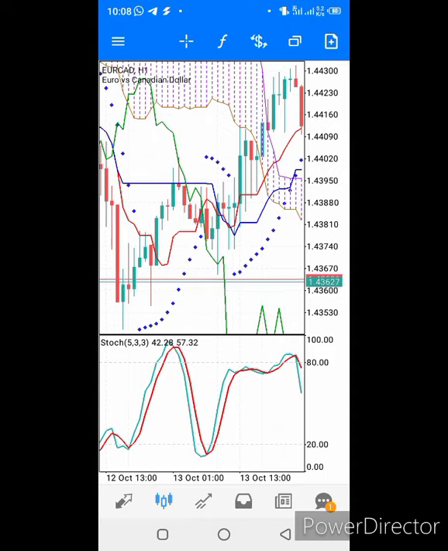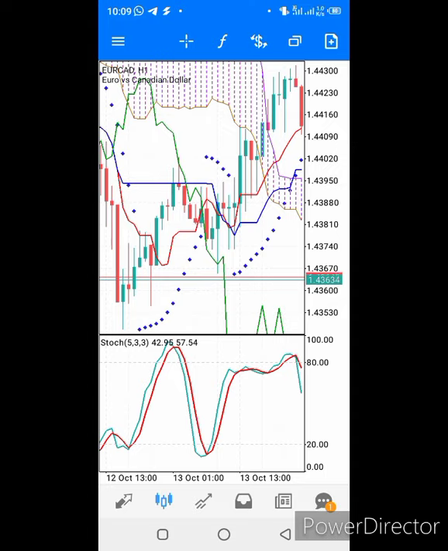Then you can also see that the first two dotted lines below that candlestick, which is a parabolic SAR signal, are indicating a buy. Then you can see our stochastic indicator below the chart. These two red and green lines are crossing each other below 20. You can see they are crossing each other below 20. That means it is indicating a buy signal. So we have three confirmations here as well.